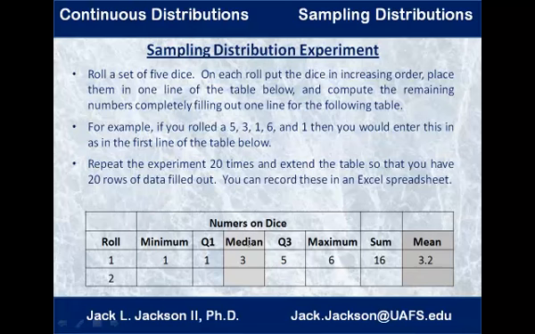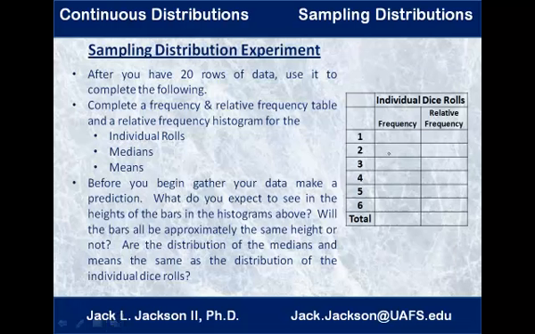Next, go through the medians. Now, this time you're only going to have 20 numbers here, but take these 20 numbers, count how many 1s, how many 2s, 3s, 4s, 5s, and 6s, add those up, it should total up to 20, and then divide by 20 there and get your relative frequencies, and again, make a bar graph.